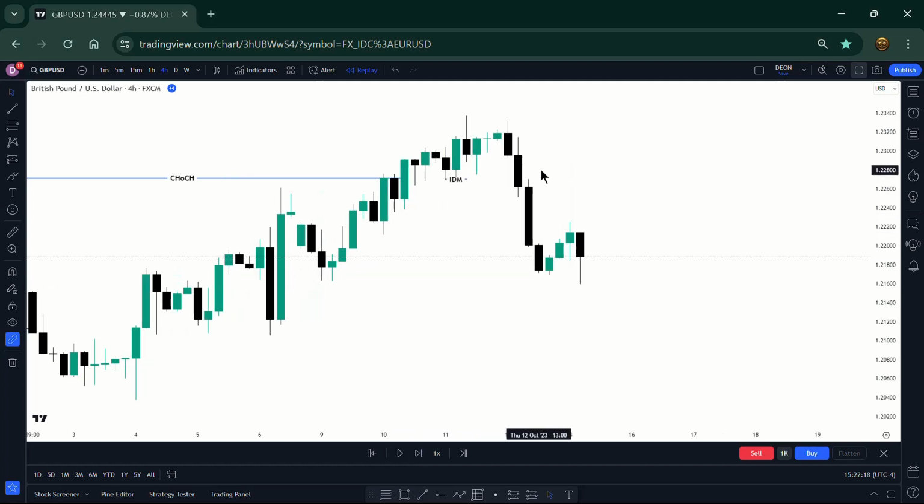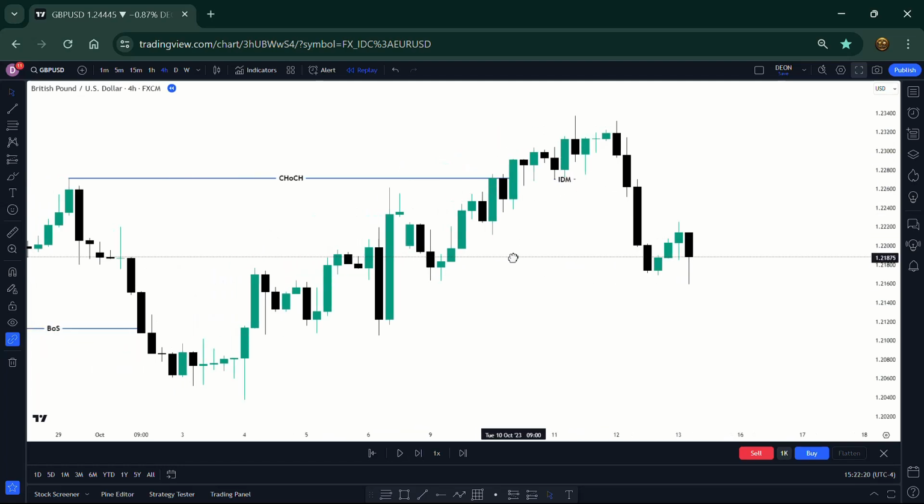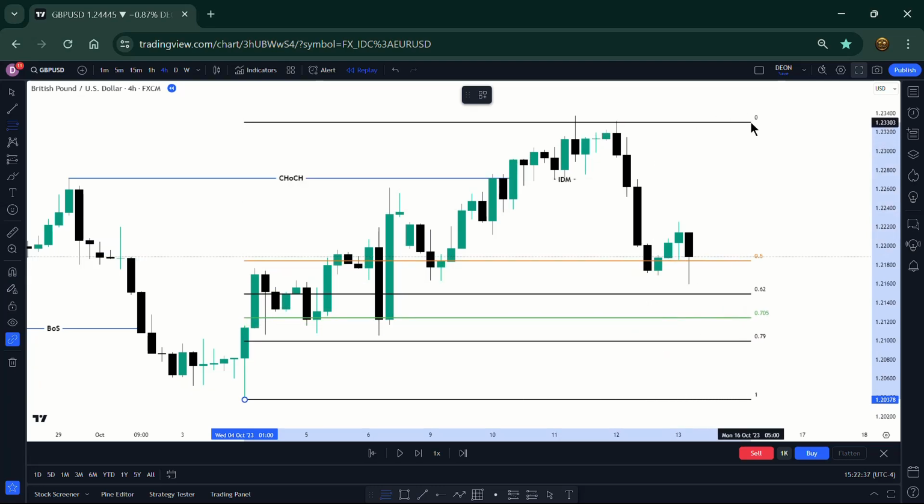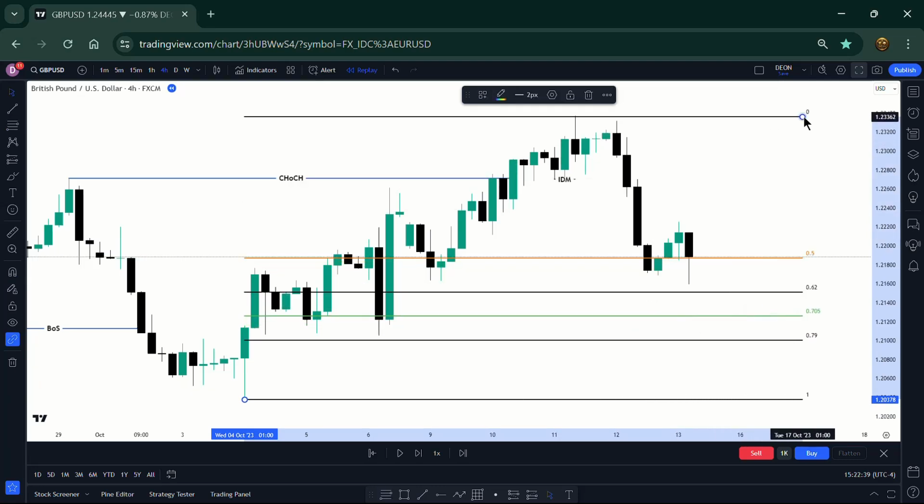So inducement has been taken out. The moment inducement has been taken out, you can look for your POI. And for you to look for your POI, we are looking for a POI in a discount zone. In a discount zone. So move your Fibonacci down here. That is the low, and that is the high right there.